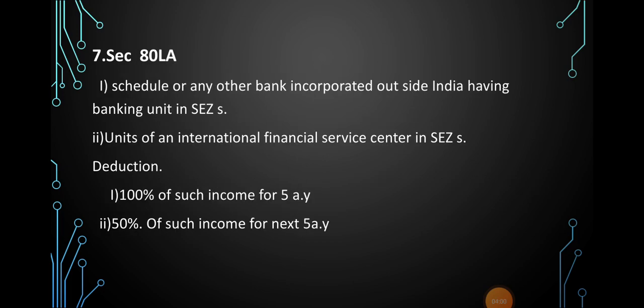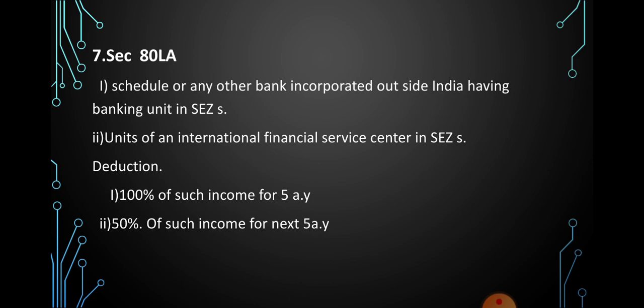Seventh one, Section 80LA: first, a scheduled bank or any other bank incorporated outside India having banking units in SEZ. Second one, a unit of an international financial services center in SEZ. Deduction is 100% of such income for 5 assessment years and 50% of such income for the next 5 assessment years.